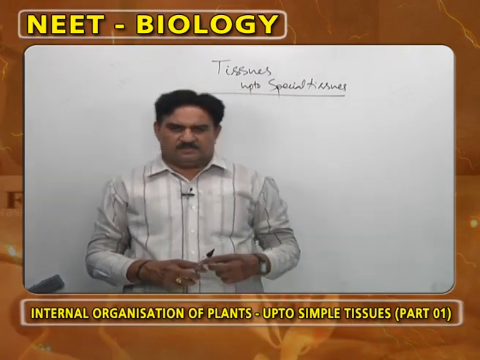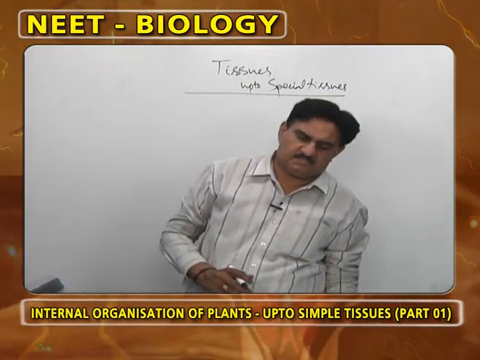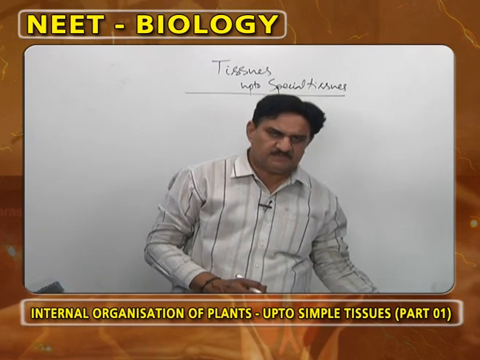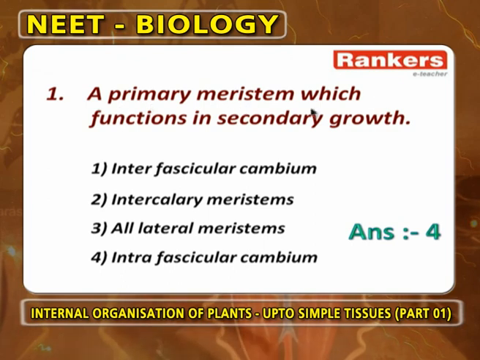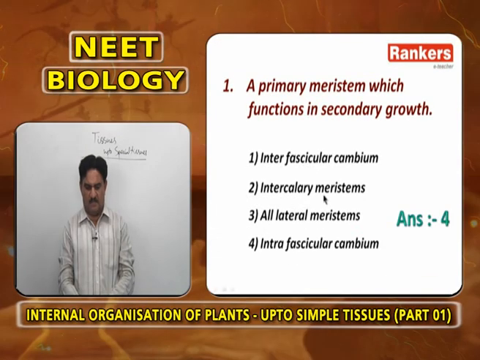Now, some of the questions regarding these chapters, starting from introduction, meristem, to special tissues. First question: a primary meristem which functions in secondary growth. It is basically a primary meristem, but it helps in secondary growth.